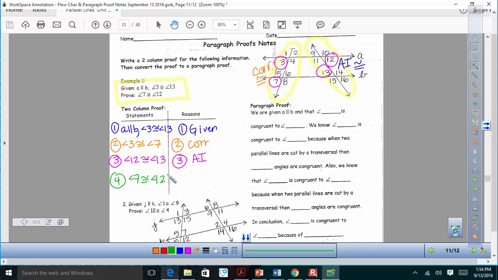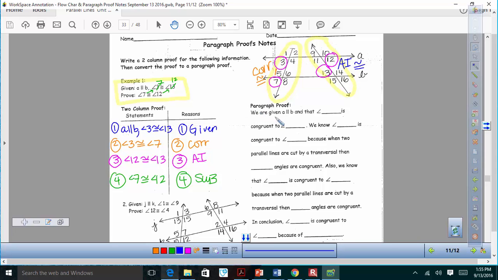Now, what do we say when there's 4 angles? What's the reason? Substitution, because I know 3 is congruent to 7, so I could take 7 and put it in for 3 up here. And I know that 13 and 12 are congruent, so I could take 12, put it up here in for 13, so that would read angle 7 is congruent to 12. So because I replaced it, or I substituted it, my reason is substitution. Okay? So now let's fill in our paragraph.